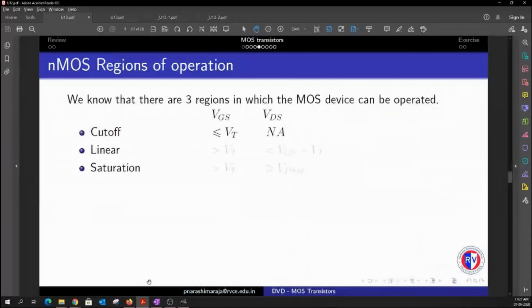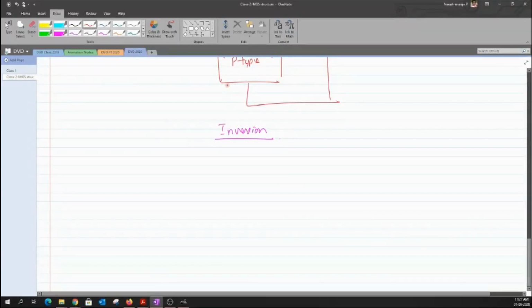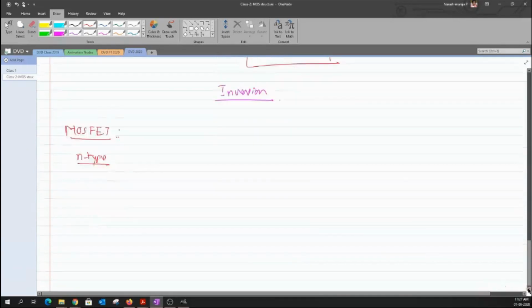So let's move on to the next one, which is about different regions of operation. Then we'll revert back to the MOS structure when we discuss the CD again. Now let me take an N-type. It's just going to be a revision. I'm not going to teach anything new here.